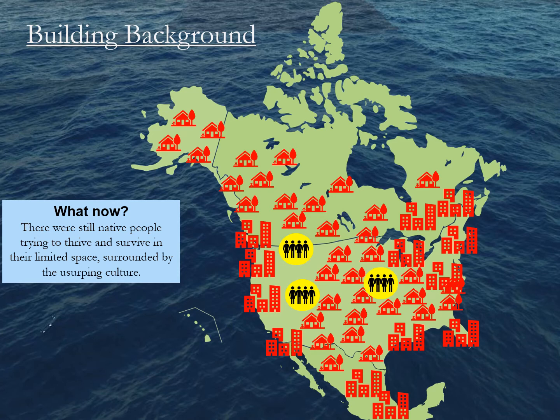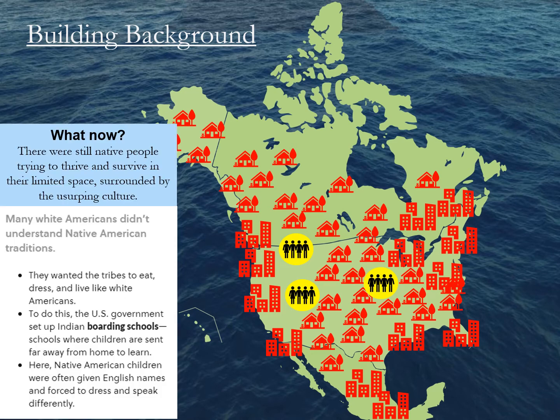So, what now? There are still Native people trying to thrive and survive in their very limited space, surrounded by the usurping culture, the folks who took it over. What now? Well, many white Americans simply didn't understand Native American traditions. They wanted the tribes to eat, dress, and live like white people. So to do this, the United States government set up what they called Indian boarding schools.